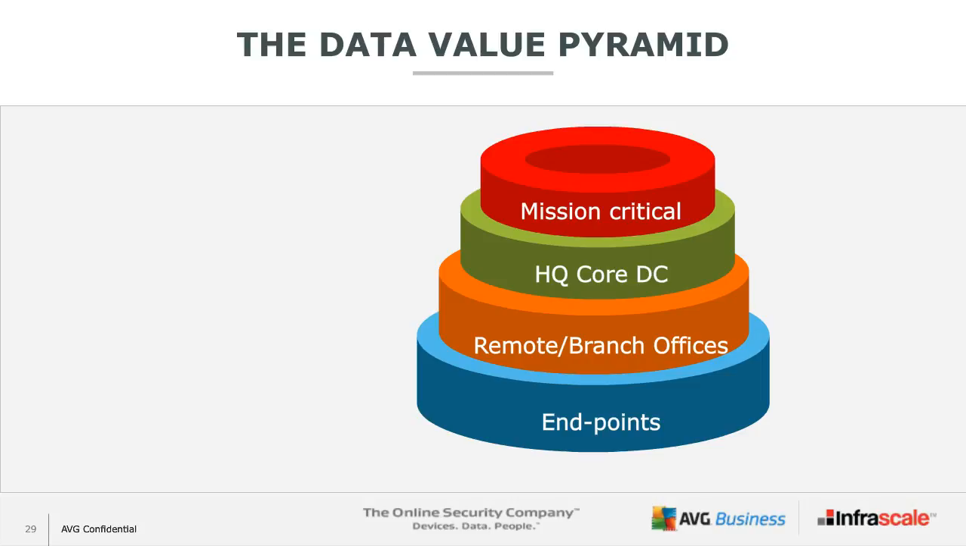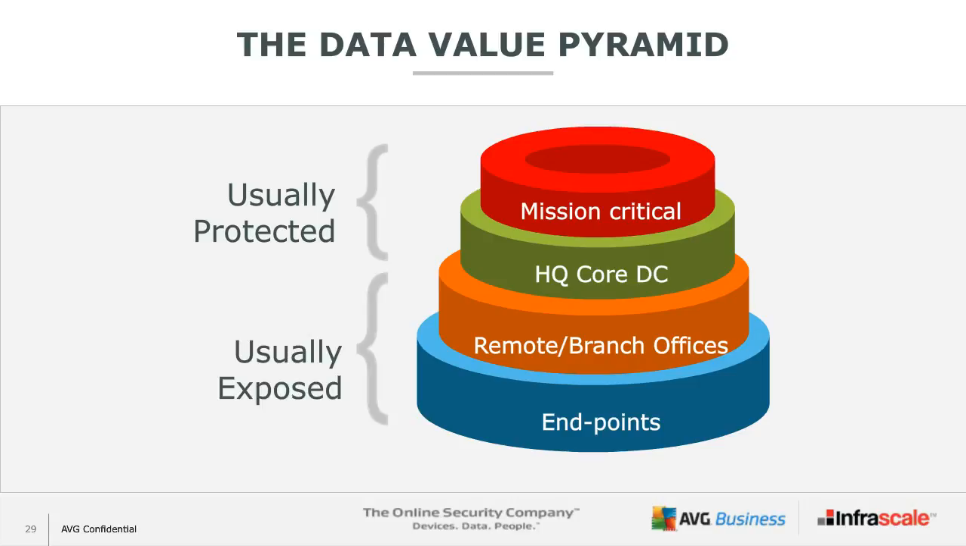Interestingly, for most businesses, these top two rows, the mission-critical workloads and the core data center workloads, are usually protected today either by backup or DR technology. It's not universal that businesses have disaster recovery in place, but backup's pretty much de rigueur at this point. However, ROBO, remote office, branch office, and then endpoints are very often exposed. More often than not, these are actually exposed. And by the way, this is where you're most likely to be hit by ransomware attacks, right?